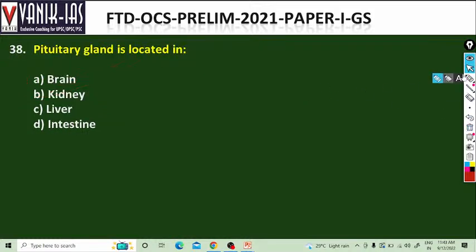Pituitary gland. Where is the pituitary gland located? It is near the medulla oblongata, where our spinal cord reaches the brain, right? The pituitary gland is in the brain, on the lower side of the brain. The pituitary gland is located there, right?